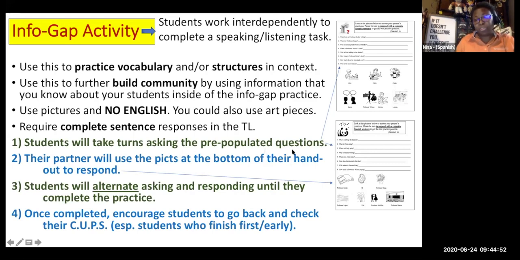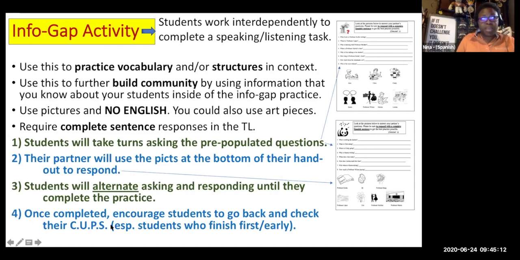You're about to do this, so I need to make sure that you understand how to do it. You're gonna take turns asking questions. Your partner is gonna use their picture to answer your questions, and you're going to write what they tell you. Your partner is gonna ask you questions about your picture. You're going to tell them answers, and they're going to write what you say.